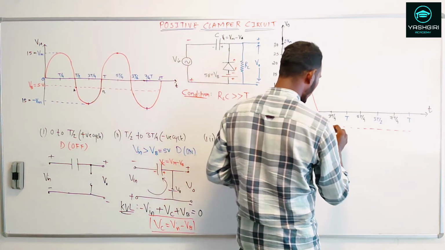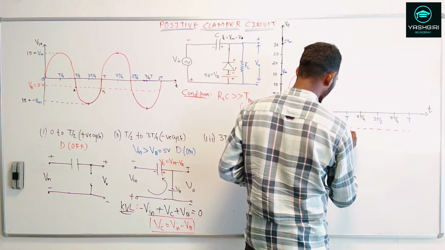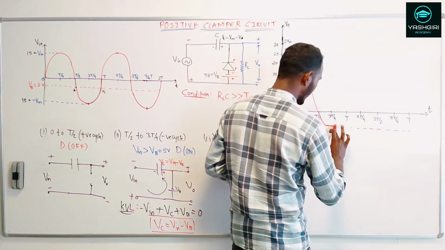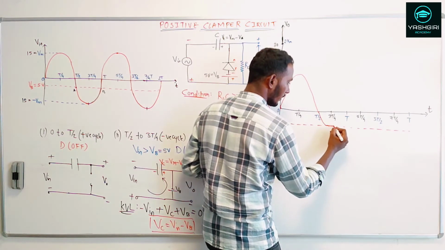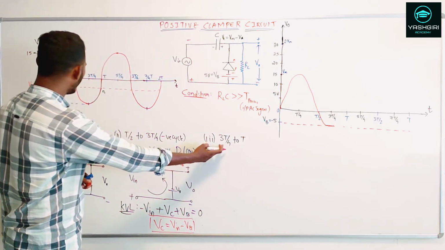In that case, if you measure, the V out will be almost a flat line, so that will be something like this. So you will get a flat line up till 3T/4. Let me show, up till 3T/4. Now we are working in this region.